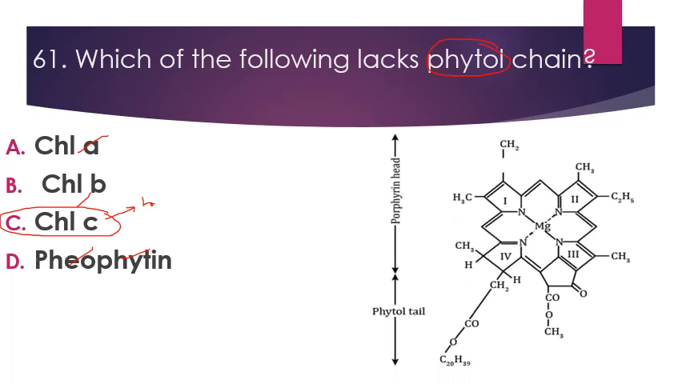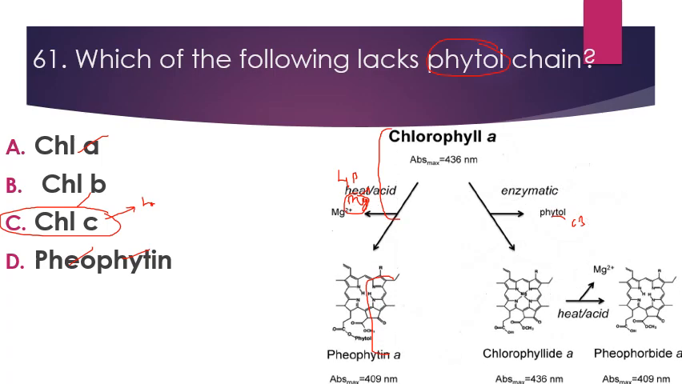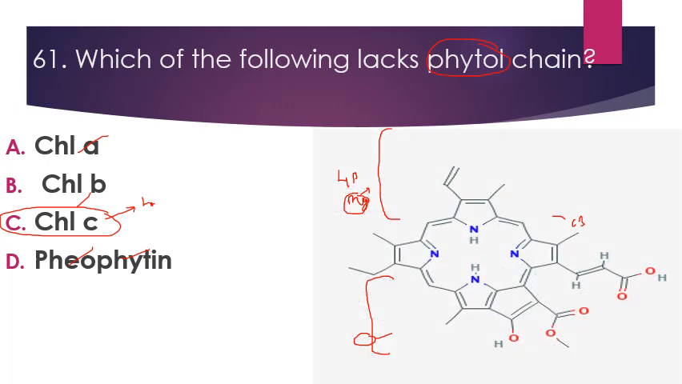This is the structure of chlorophyll A, and it consists of two parts, the phytol tail and the porphyrin head. The head is made up of 4 pyrrole rings along with a central magnesium. These are joined with magnesium through bonds known as coordination bonds. Next, this is pheophytin. Pheophytin also contains this chain, called the phytol chain. And this is the structure of chlorophyll C. This chlorophyll C lacks the phytol chain.